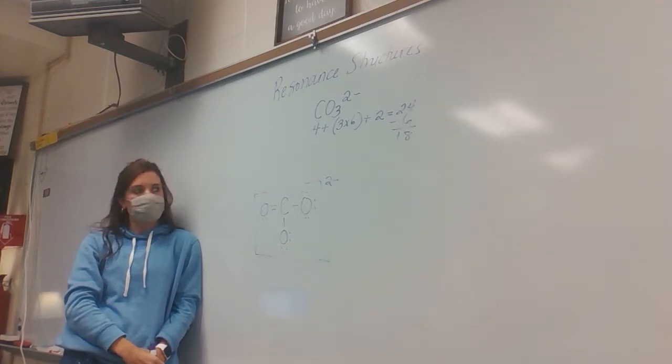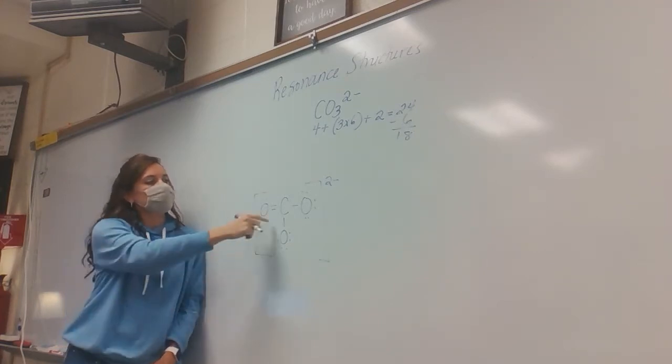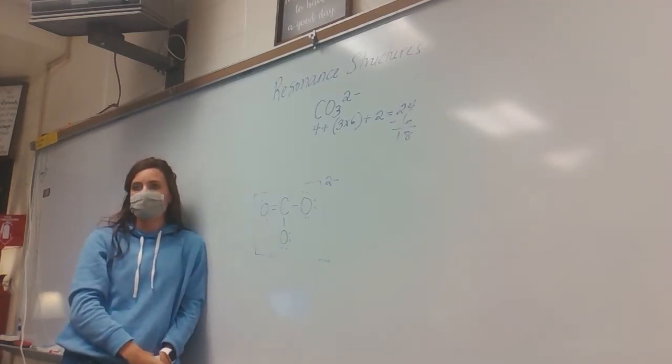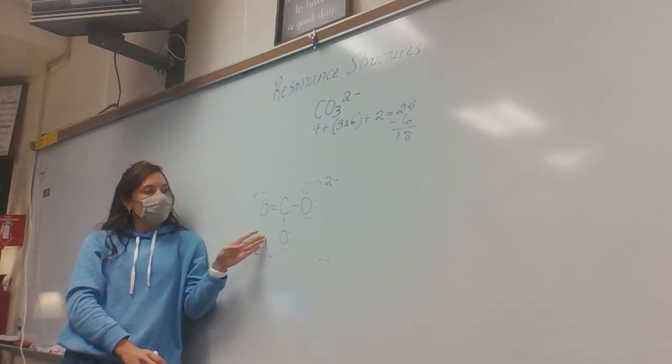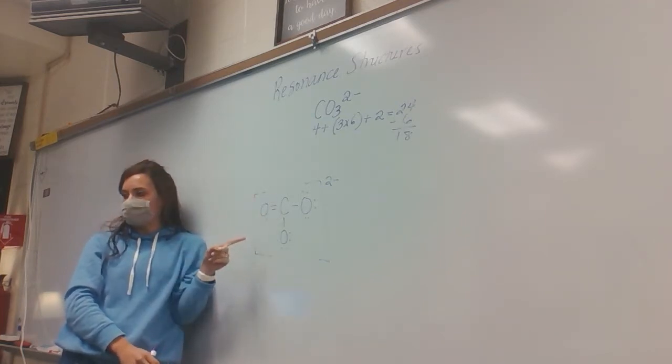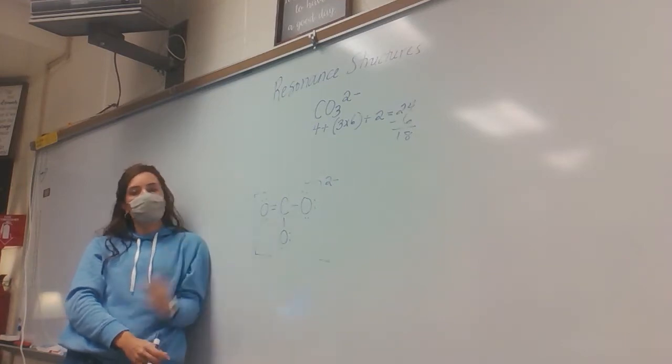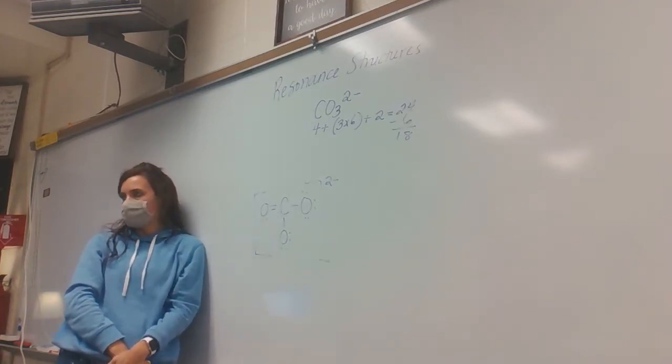Wait, why did you subtract 6? Because I used 6 in my first 3 bonds. Okay, so this would be a Lewis structure you would have drawn. It has, everything has a full octet, and you've used all 24 of your original valence electrons.